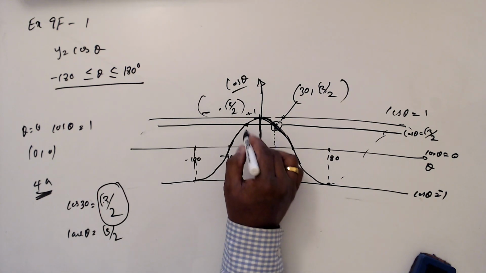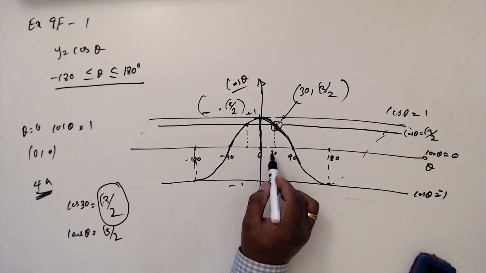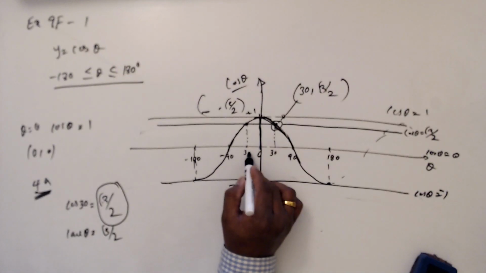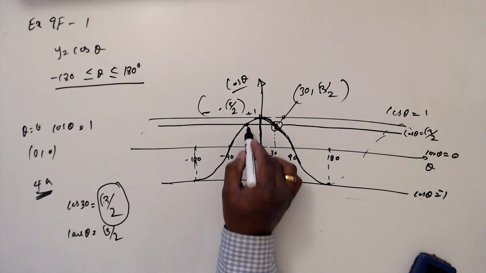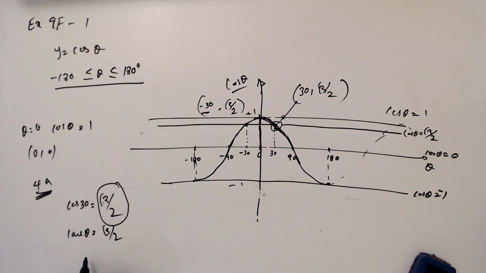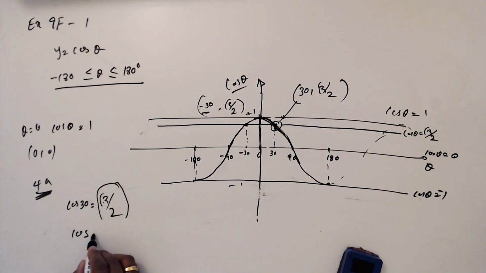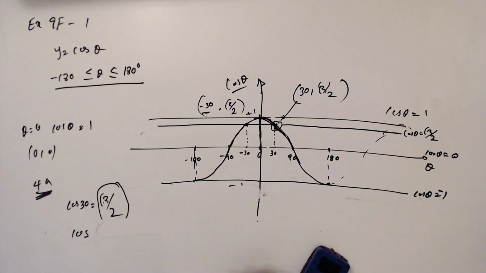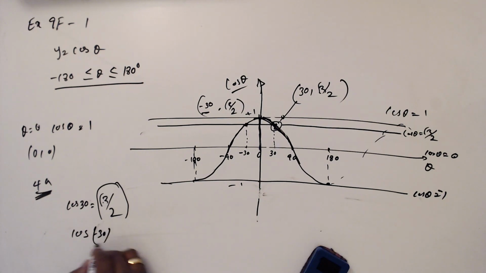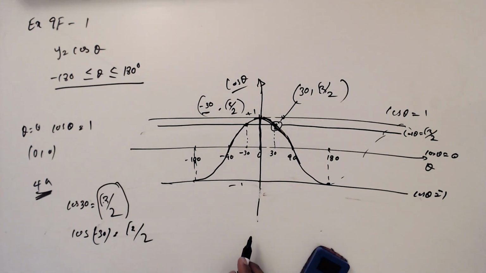What is the angle here? By symmetry, this has to be 30 but minus 30. Then the coordinate of this one is minus 30, and cos minus 30 also is square root 3 over 2. Minus 30 also gives what? Square root 3 over 2. Right? This is the one.